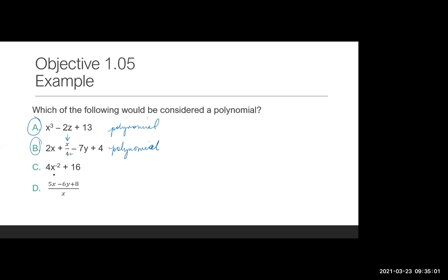Look at C. I see that the variable has a negative exponent. So this is a no. This is not a polynomial. In D, we have a division and we are dividing by a variable. So again, that is a no. That is not a polynomial.